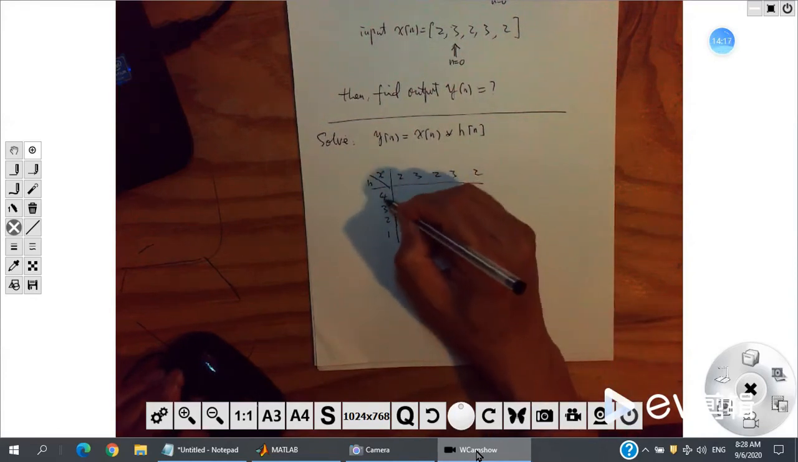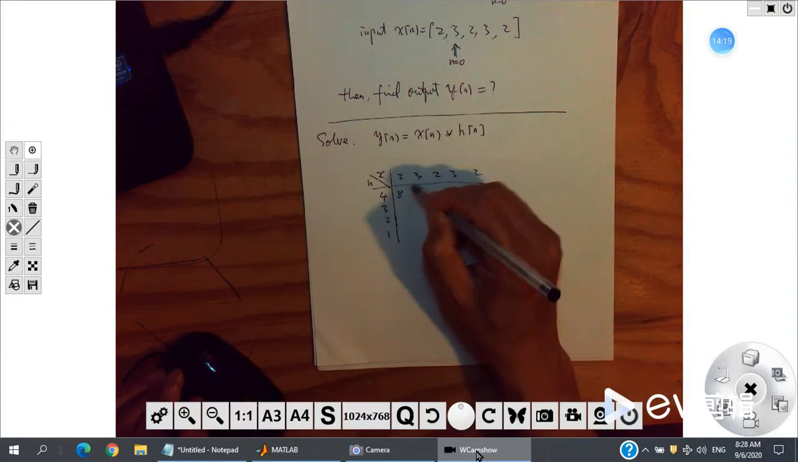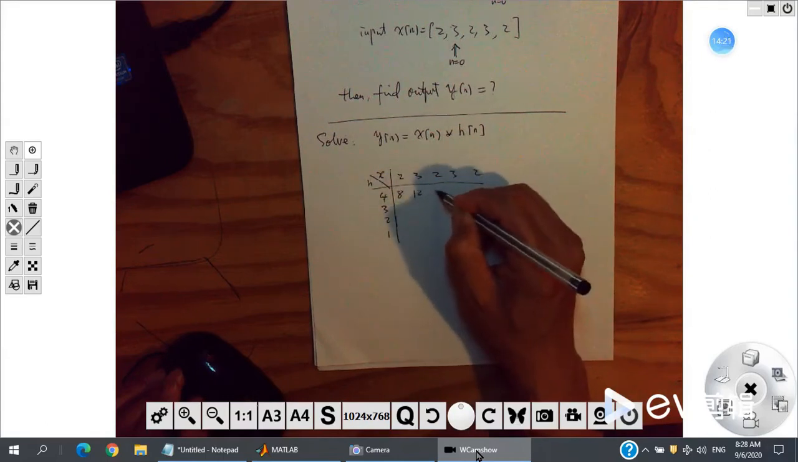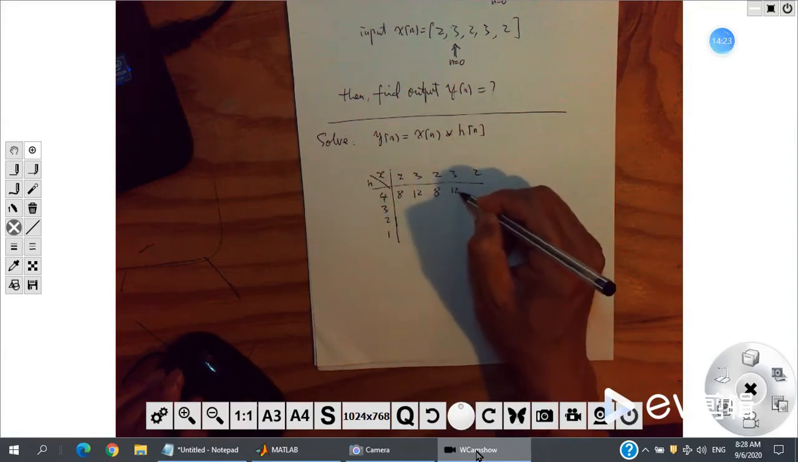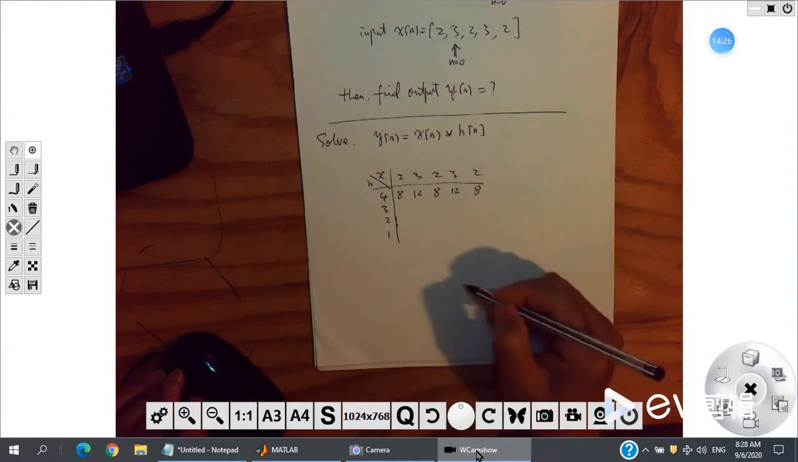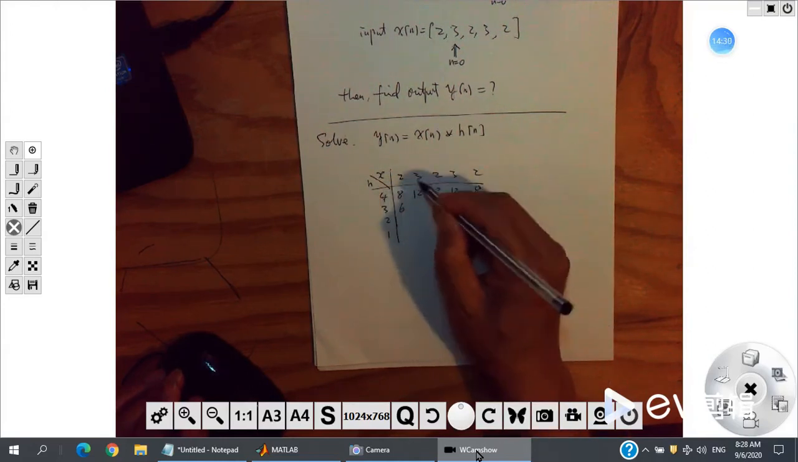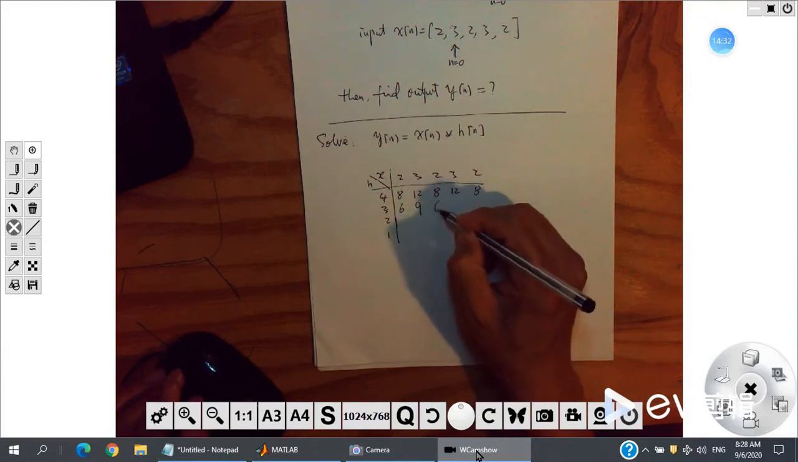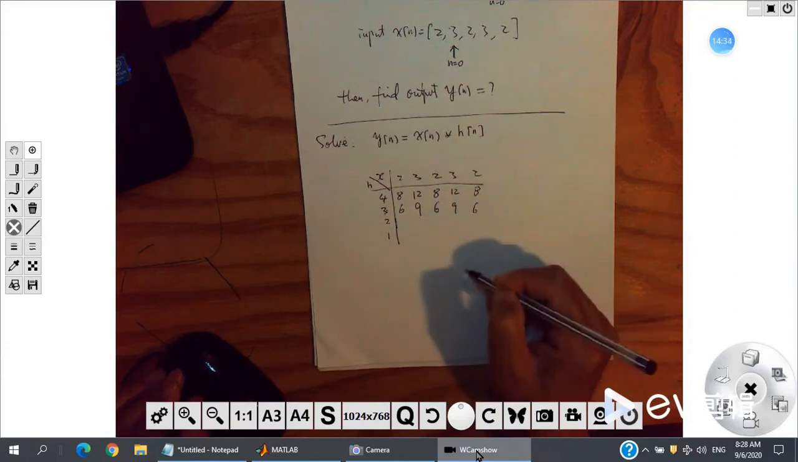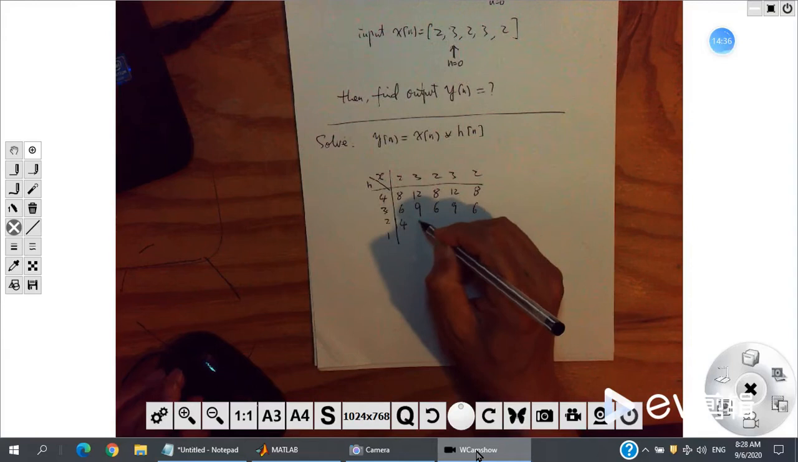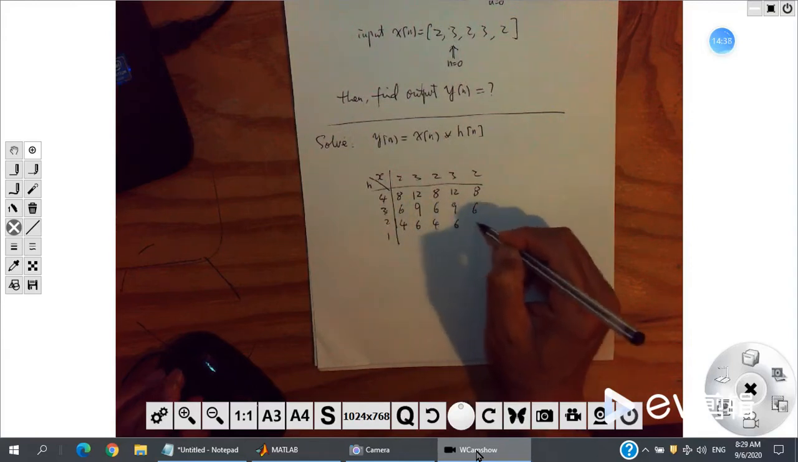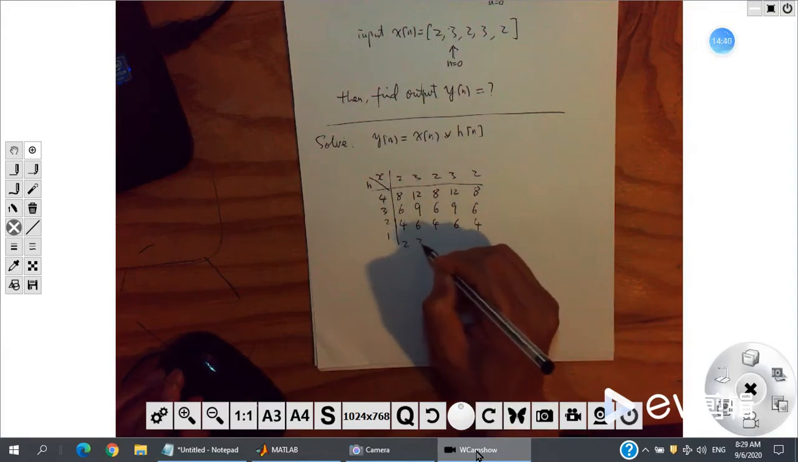2 times 4, you get 8. 3 times 4 is 12. 2 times 4 is 8. 3 times 4 is 12. 2 times 4 is 8. And here 2 times 3 is 6. 3 times 3 is 9. And 6 again, the 9 and the 6. And then 2 times 2 is 4. 2 times 3 is 6. And 4 and 6 and 4. And 2, 3, 2, 3, 2.